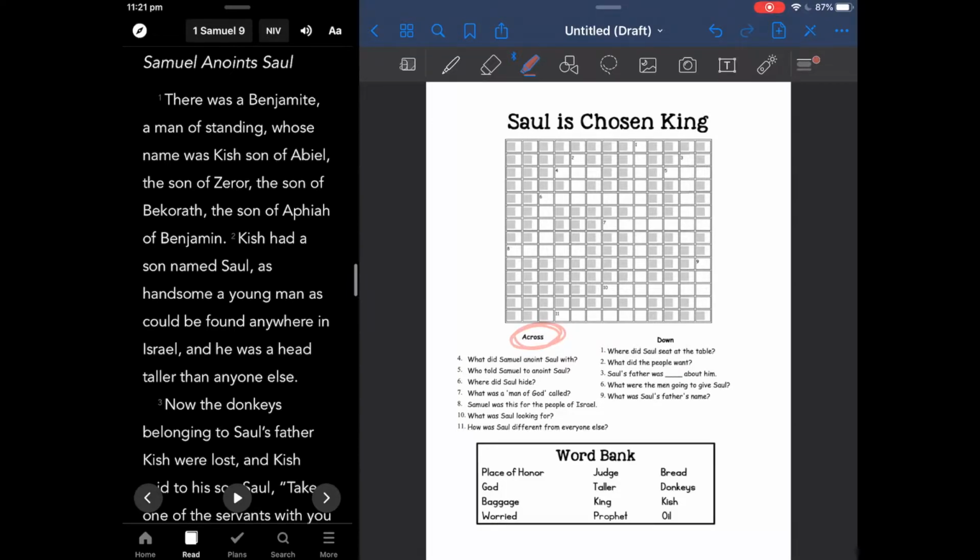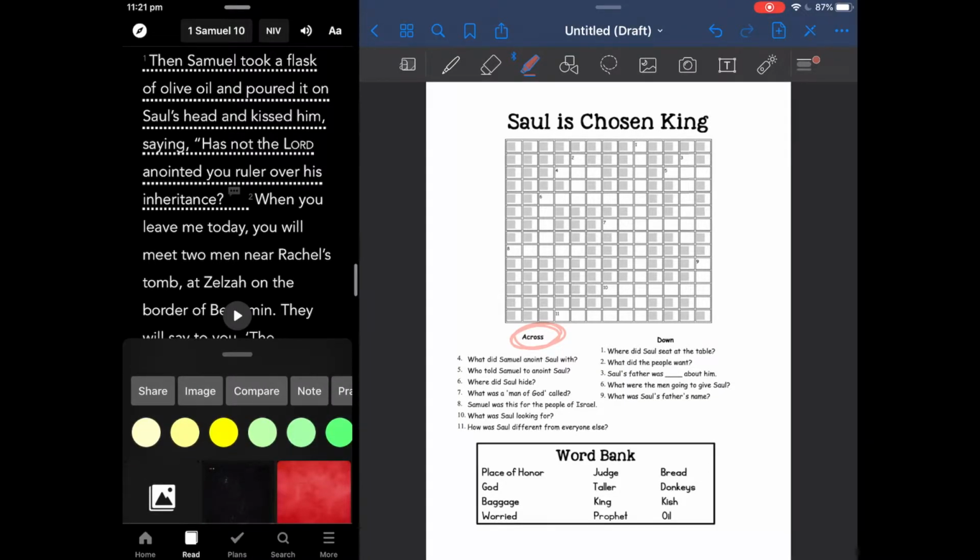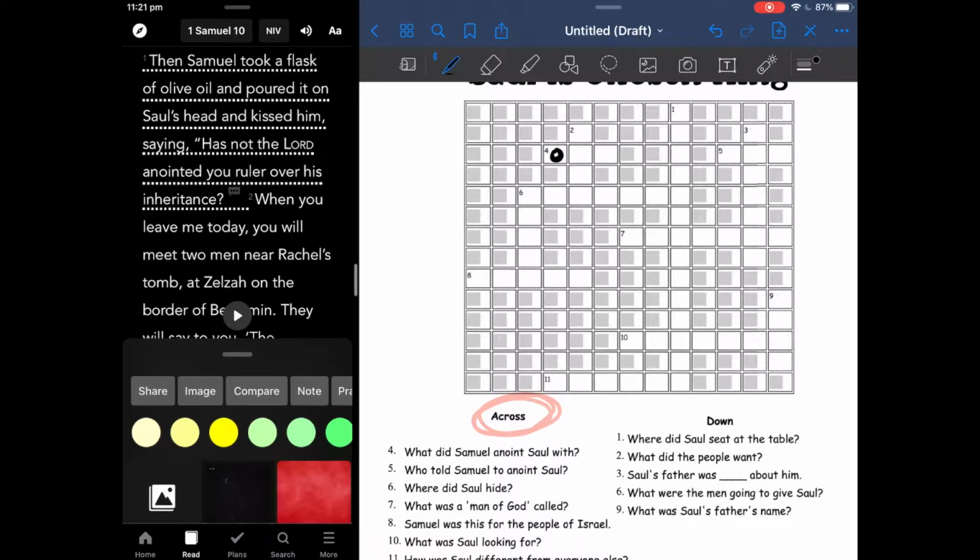It says, what did Samuel anoint Saul with? Do you guys remember what Samuel anointed Saul with? In chapter 10, first verse, it says, "Then Samuel took a flask of olive oil and poured it on Saul's head and kissed him, saying, 'Has not the Lord anointed you ruler over his inheritance?'" So what was the thing? It was olive oil. So I'm going to write oil here in verse 4. Oil.